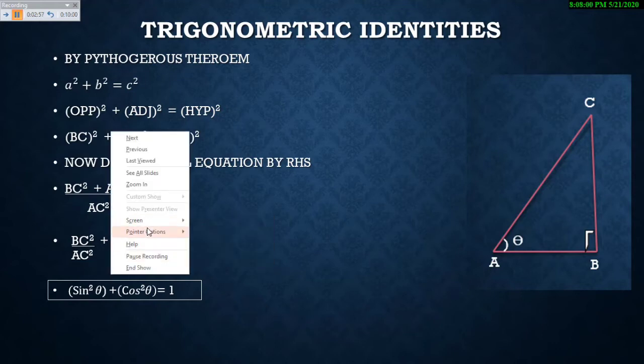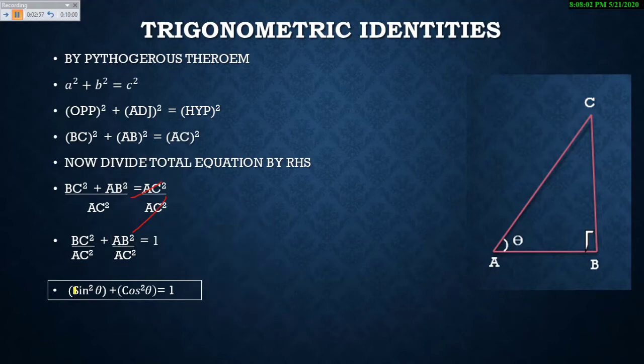What is the first identity here? Sin square theta plus cos square theta equals 1. Okay, how did we prove it? First we took the Pythagoras theorem, that is opposite square plus adjacent square equals hypotenuse square. Then we substituted the sides: opposite is BC, adjacent is AB, hypotenuse is AC.